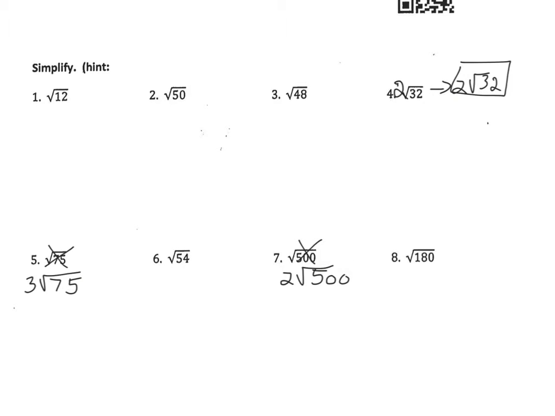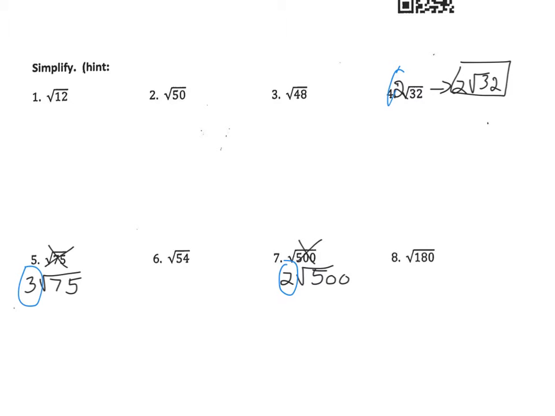Alright guys, this last video for product property, I'm going to go over number 4, 5, 6, and 7. But I'm going to add some numbers that aren't on the note sheets originally for you. So for example, for number 4, put a 2 right in front of that square root of 32. Number 5, put in a 3 before that root 75. And number 7, let's put a 2 before that square root of 500.